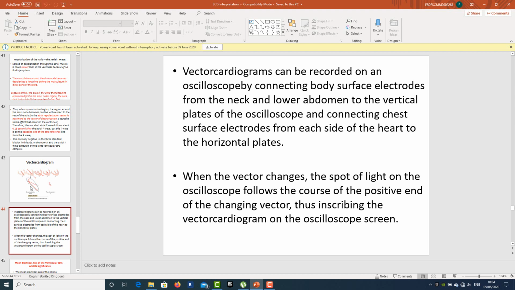Vectorcardiograms can be recorded on an oscilloscope by connecting body surface electrodes from the neck and lower abdomen to the vertical plates of the oscilloscope and connecting the chest surface electrodes from each side of the heart to the horizontal plates. When the vector changes, the spot of light on the oscilloscope follows the course of the positive end of the changing vector, thus inscribing the vectorcardiogram on the oscilloscope screen.